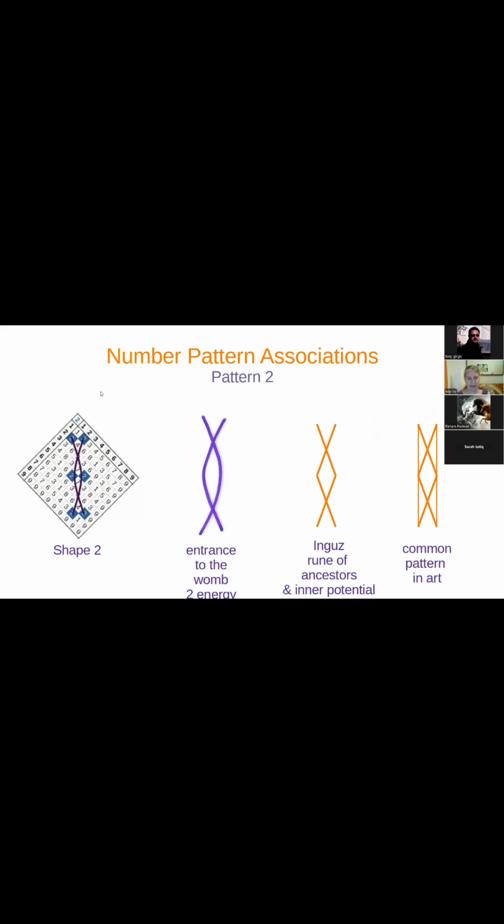Another way to connect shapes, which I saw later, that's my second shape that I saw in it, is these 2 curves, which looks like the entrance to the womb, or 2 energy channels that are known in spiritual tradition to cross along in the area of the spine in the various chakras. Then we have the Ingus rune, which is a symbol for ancestors and inner potential, as well as a common pattern in art.